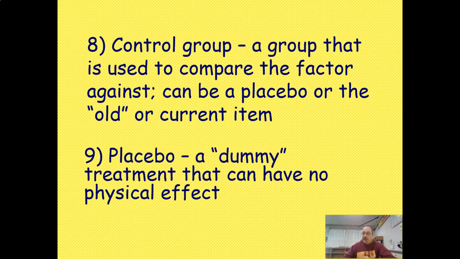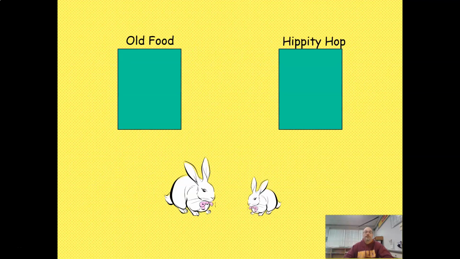Okay, the placebo is a dummy treatment that can have no physical effect. Okay, oftentimes when they're testing a new medicine, you might get a sugar pill. They call it a sugar pill. It's a dummy pill. You don't know if it's real or not.